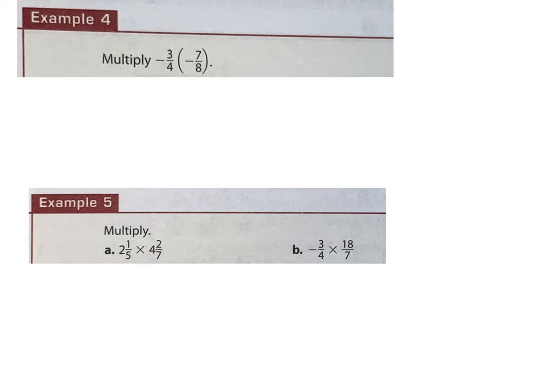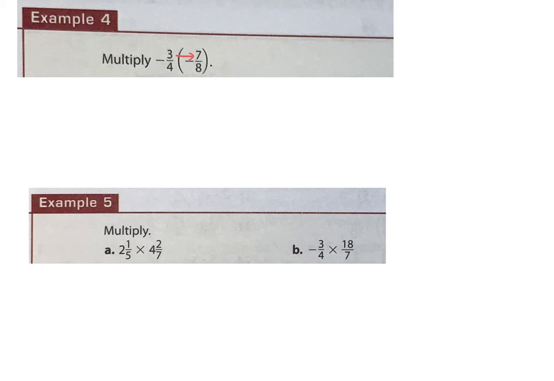Now, your rules of negatives and positives work the same. How many negatives do I have in this problem right here? 2. So is my answer going to be positive or negative? Positive. All right. So we are just going to multiply straight across. I know my answer is positive.